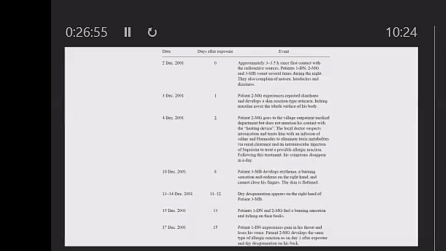On day 2, they go to the village outpatient medical department, but they don't talk about the heating device. Anyways, the doctor treats them, but it's not for radiation poisoning. Then they get better, okay? So for the first 2 days, they were really sick. They're throwing up, diarrhea, nausea, weakness, but then they get better for 6 days, right? This happens all the time with acute radiation syndrome, ARS. You get better, but then after 1 week or 2 weeks, you start to get really sick.